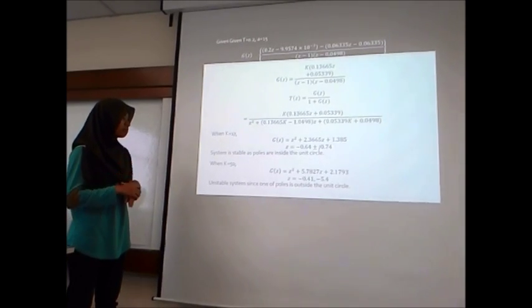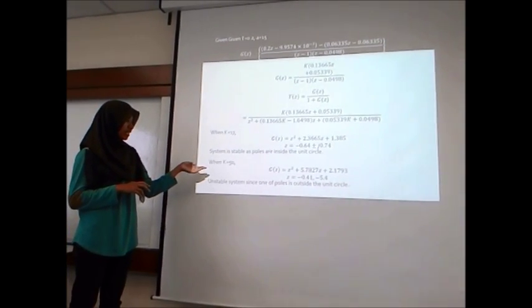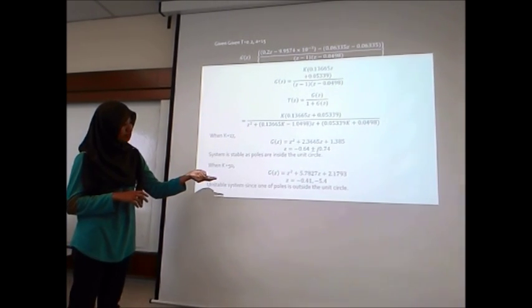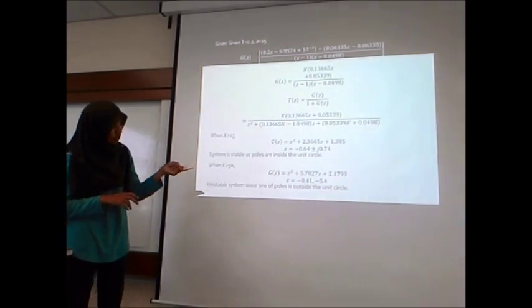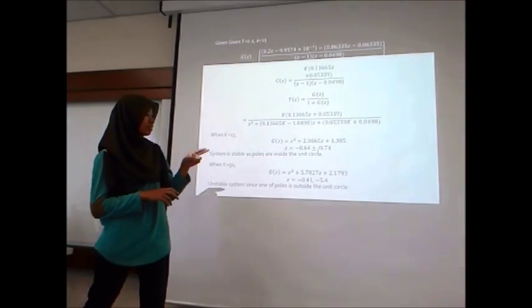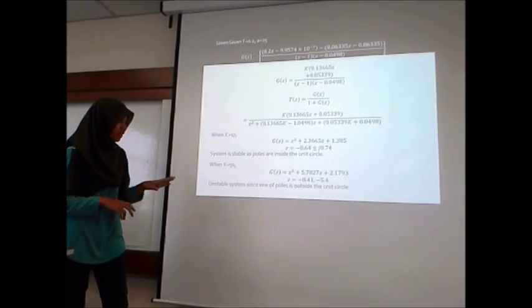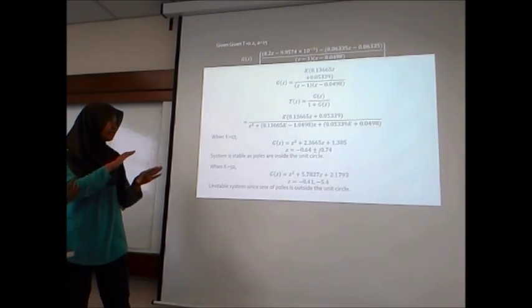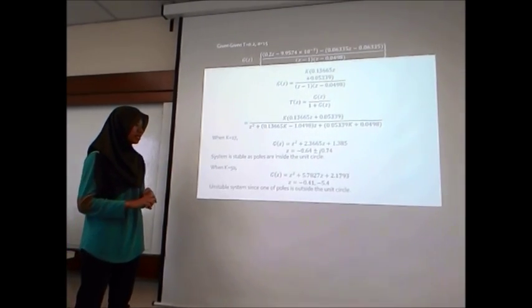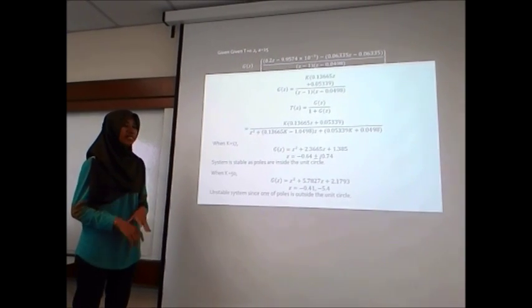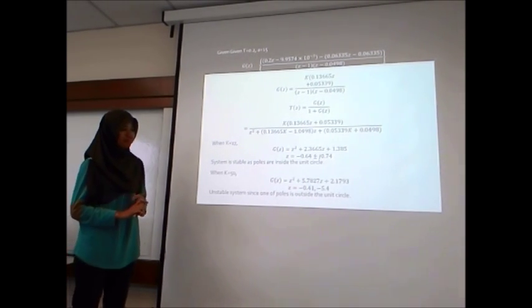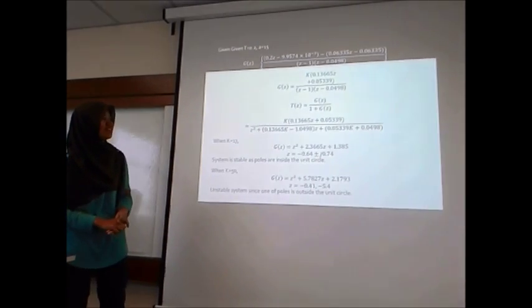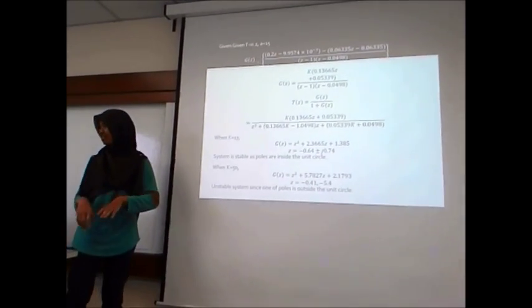inside the unit circle. But when K equal to 50, we get one pole Z equal to negative 0.41, and the other pole is negative 5.0, which means the system is unstable because one of the poles is outside the unit circle. So that's it for me.